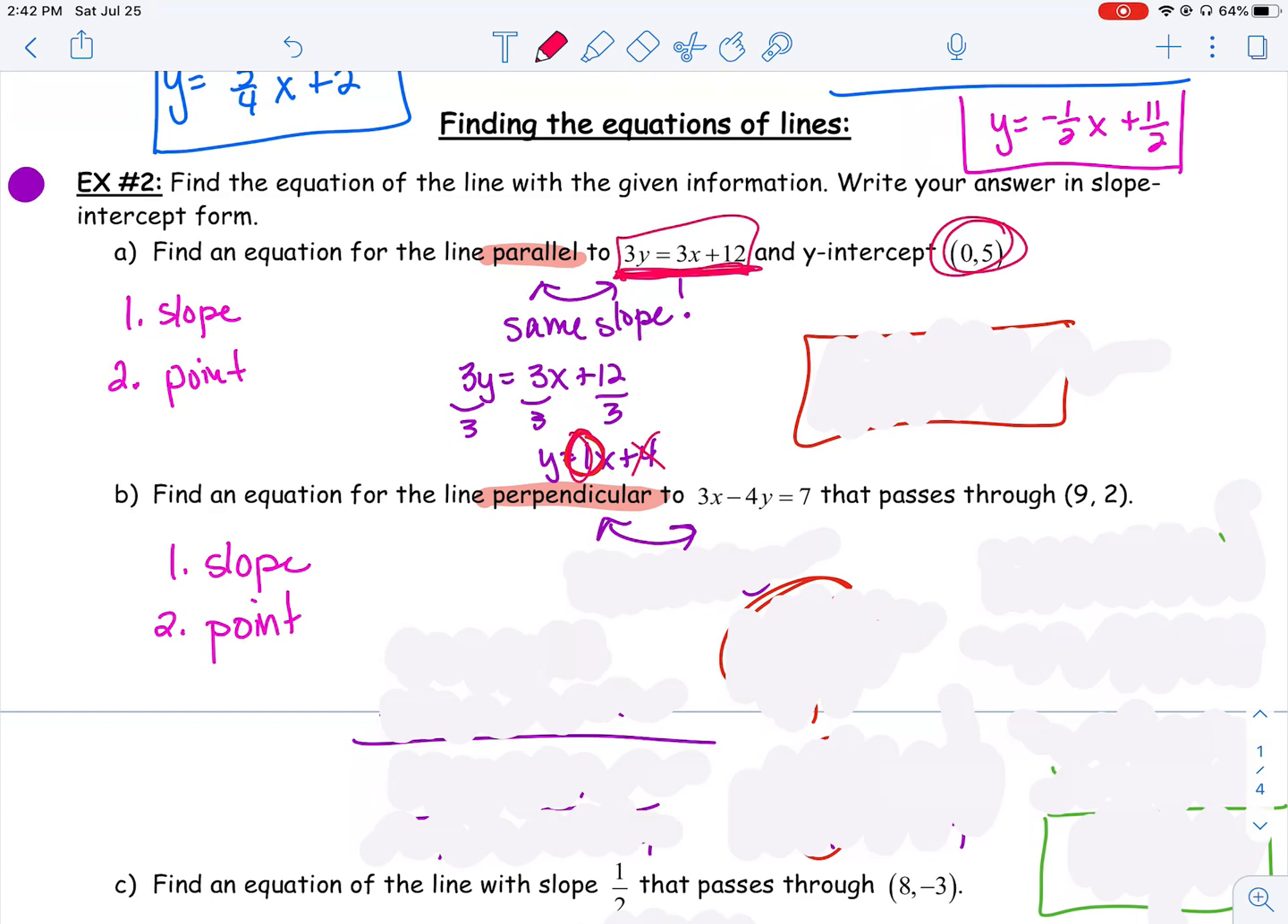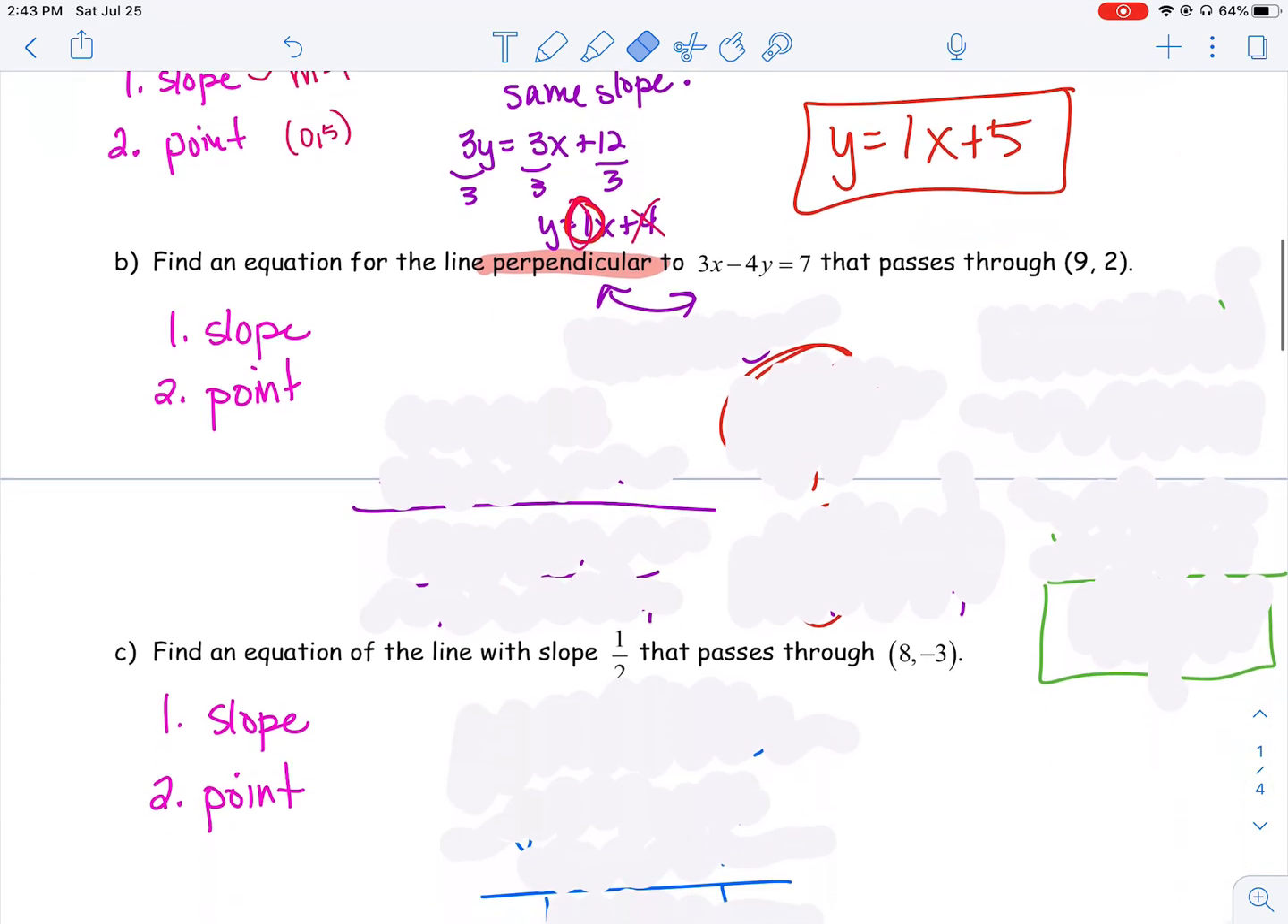So if I have a slope, which I do now, my slope is 1, and I have a point, in this case, I have a good point. I have the y-intercept, the exact point that I need in order to be able to make it look like slope-intercept form. I can plug those two numbers into my equation. So my equation for this line that's parallel to the line 3y equals 3x plus 12 and that has a y-intercept of 5 is the line y equals 1x plus 5. I needed to find the slope, and I used the y-intercept to plug those numbers into my equation.